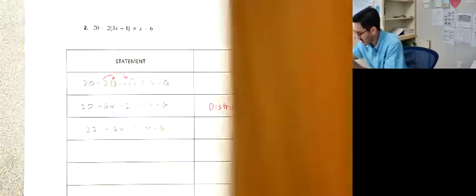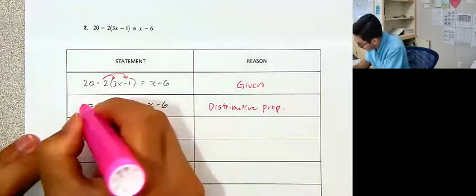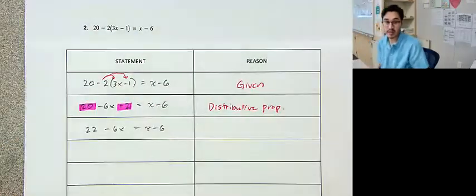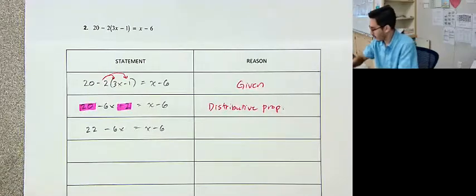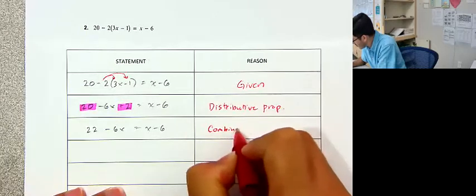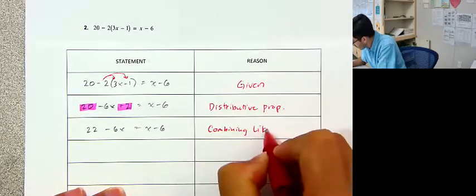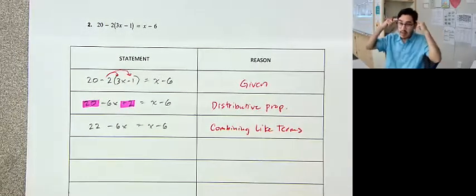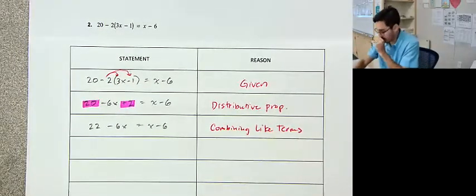So you might have done something like highlight the like terms before you combine them. So here the reason is we're combining like terms, right? So this is what I was thinking in my head, and I'm just putting it on paper.